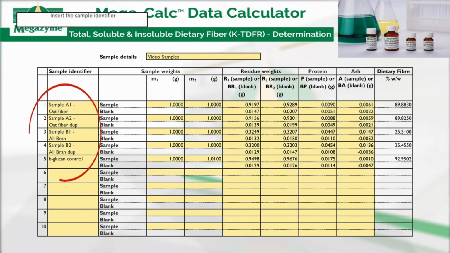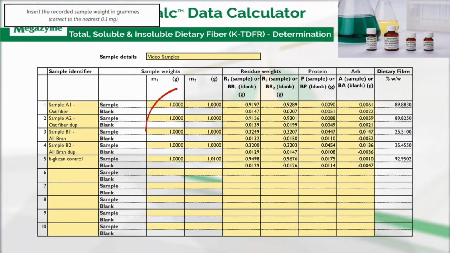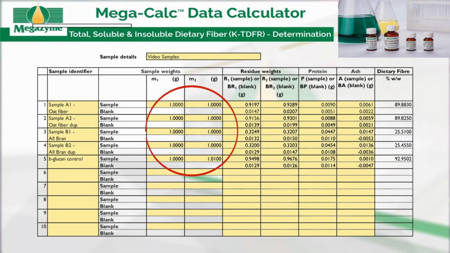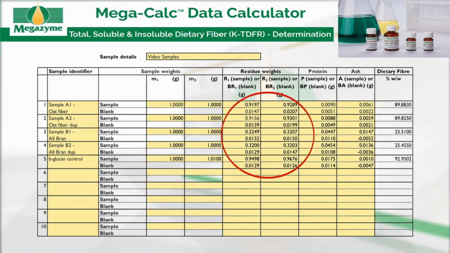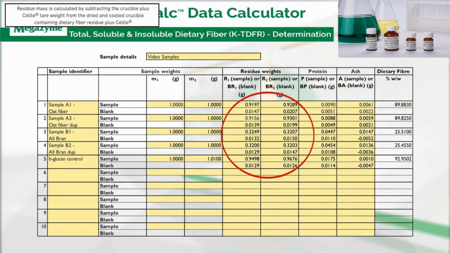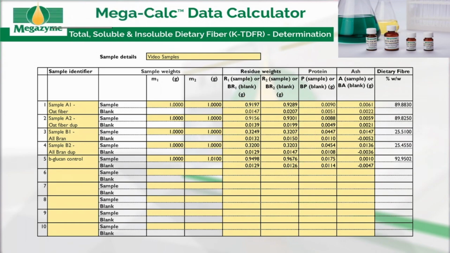Insert the sample identifier. Insert the recorded sample weight in grams, correct to the nearest 0.1 mg. Insert the residue weight R1 and R2 for the sample and the blank, BR1 and BR2. Residue mass is calculated by subtracting the crucible plus Celite tare weight from the dried and cooled crucible containing dietary fiber residue plus Celite.